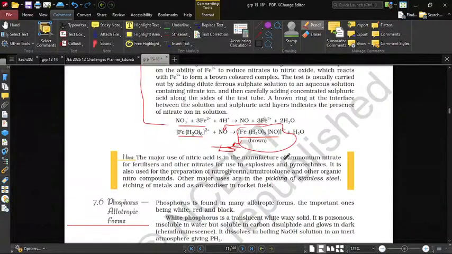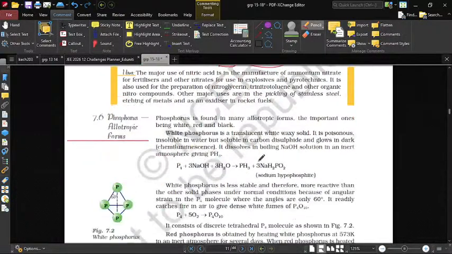Phosphorus, allotropic form. Phosphorus is found in many allotropic forms, the important ones being white, red, and black. White phosphorus is translucent, a white waxy solid. It is poisonous, insoluble in water, but soluble in carbon disulfide.